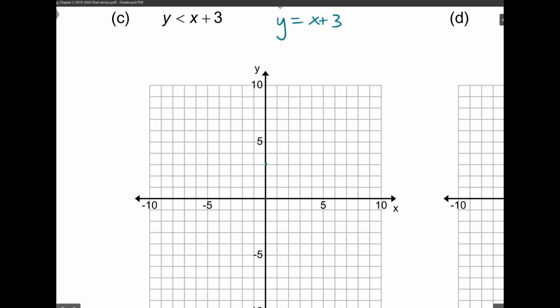So I drop a dot at 3 and I know my slope is 1, but is this going to be a solid or a dotted line? Dotted. So I'm just going to do dash lines. It's easier for me. Slope is 1, so it means over 1, up 1. Over 1, up 1, over 1, up 1. Okay. So you're just graphing the line, except if it's not an or equal to, you have to do dashed.